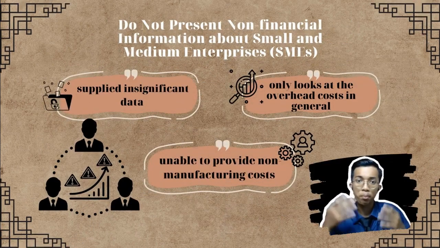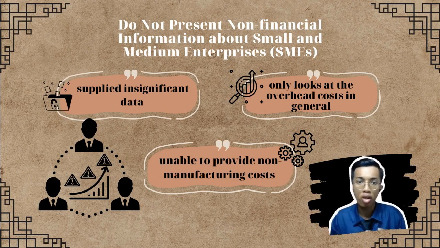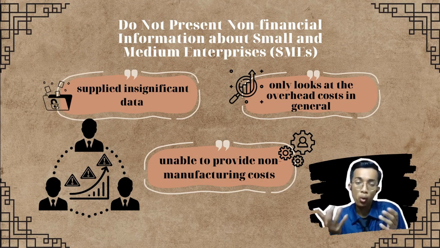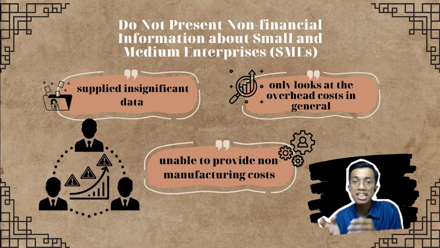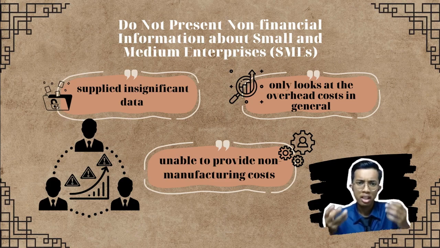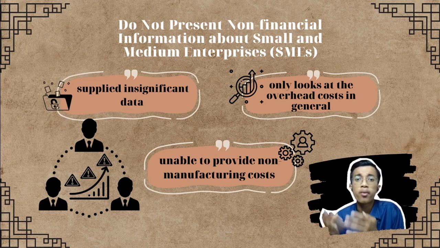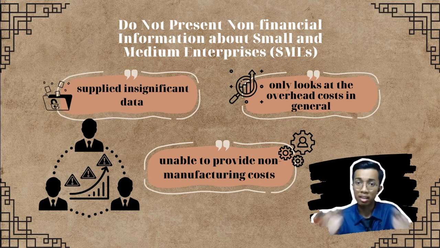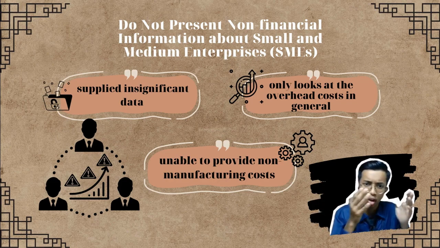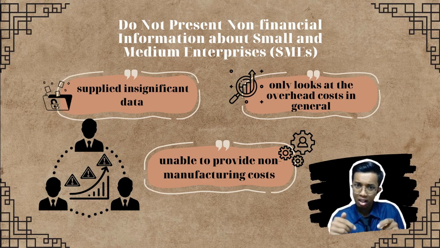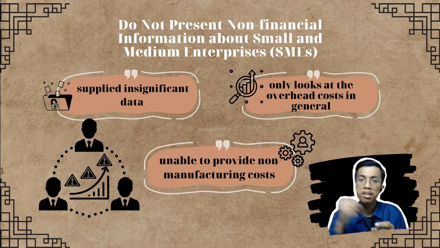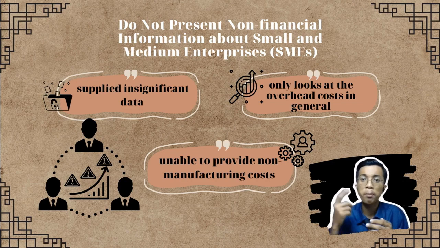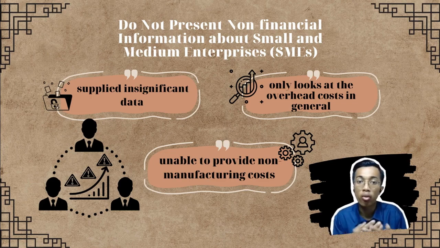Okay, the first one is that it does not present non-financial information about small and medium enterprises. As you know, the traditional costing method supplies insignificant data on elements that matter to customers such as quality and service, and the indirect cost of manufacturing a product or providing a service are not accounted for under this system. It only looks at the overhead cost in general and ignores the specifics for the overall number. Because of this, some businesses choose to employ ABC or activity-based costing when they believe there may be room for cost cutting.